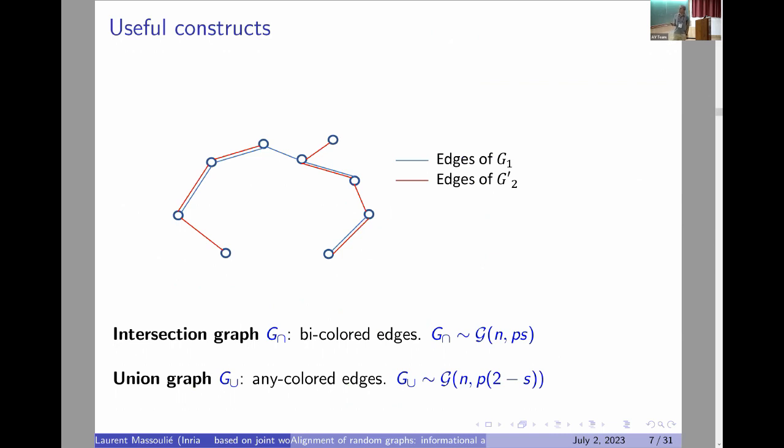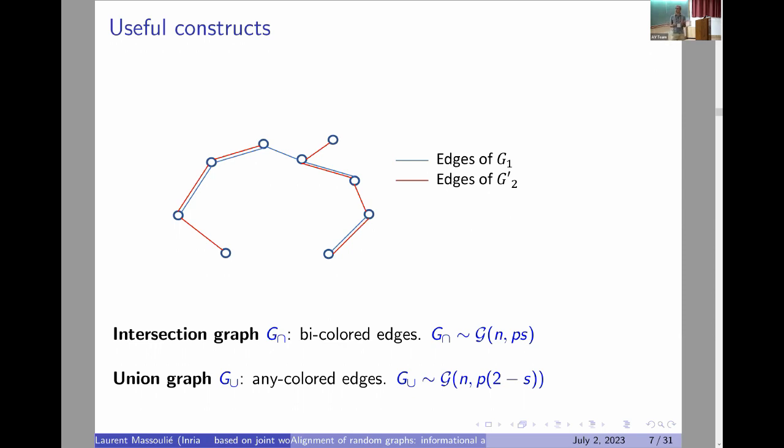I will keep mentioning the following construct. Given two graphs, G1 and G'2, say on the same node set, I will consider the intersection graph, which is going to be the graph on the same node set whose edges are the pairs of vertices which have edges in both graphs. So that's G inter here. And in our model, it's straightforward to see that we have again an Erdős-Rényi random graph.